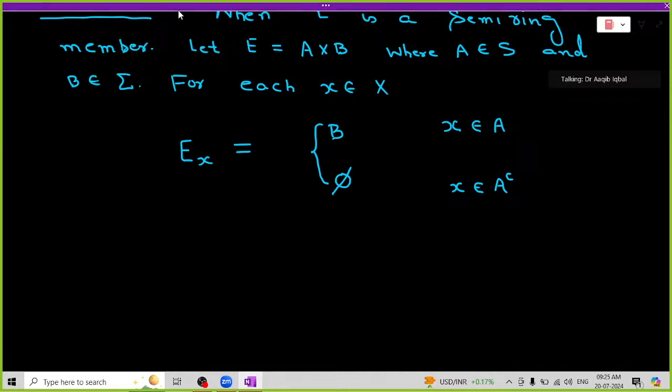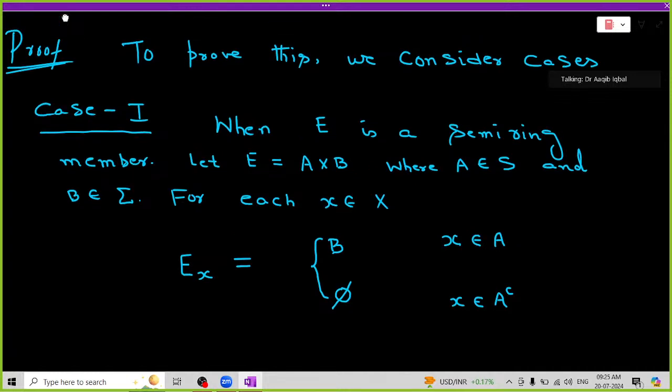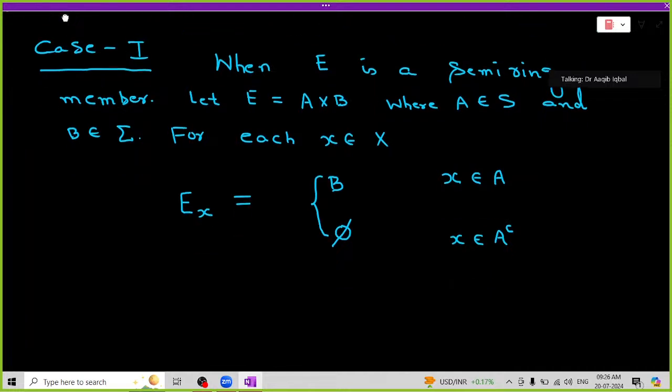Okay, so this will be the X section of E. It will be B when x is in A, and it will be the empty set when x is outside A. And in either case, it's a measurable set in the measure space Y sigma nu, because B is coming from the semiring of the measure space Y sigma nu. So it's obviously measurable, and the empty set is also measurable. Therefore, E sub x is a measurable set.